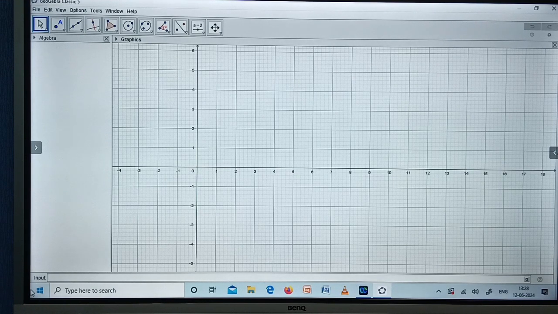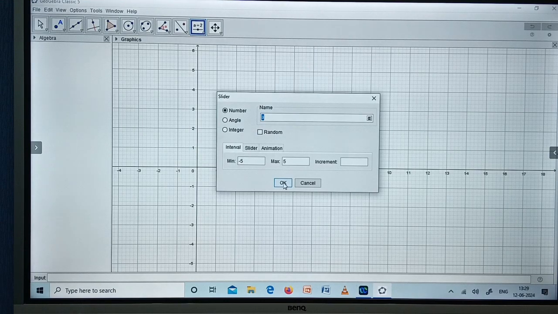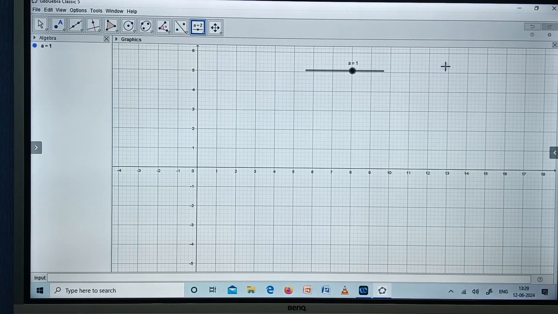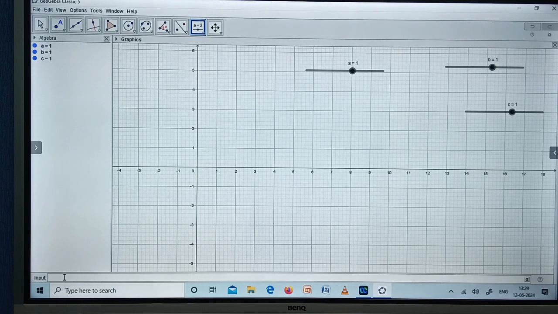Now let me have three sliders for A, B and C because we are going to explore polynomials of the type ax square plus bx plus c. So I am clicking on this slider. So I have A, I have B and I have C. Now in the input box, I am going to type y equal to ax square plus bx plus c.